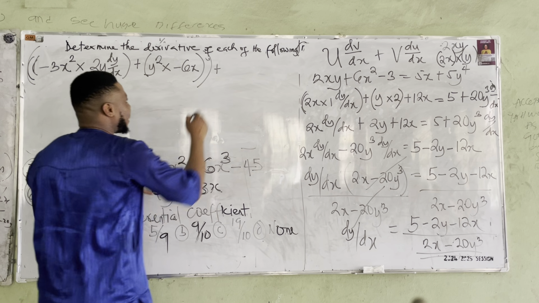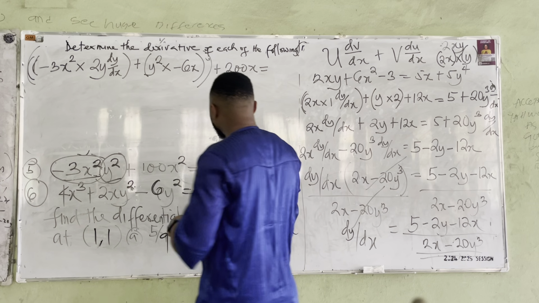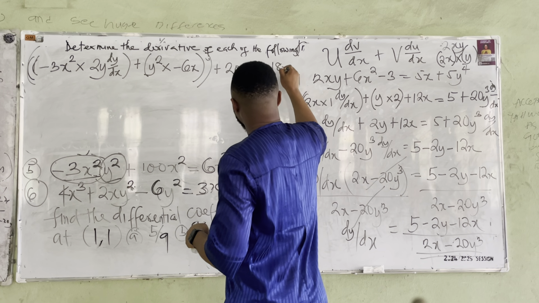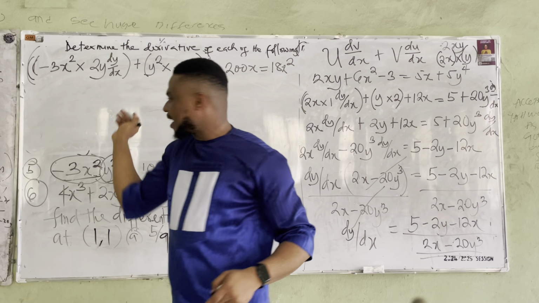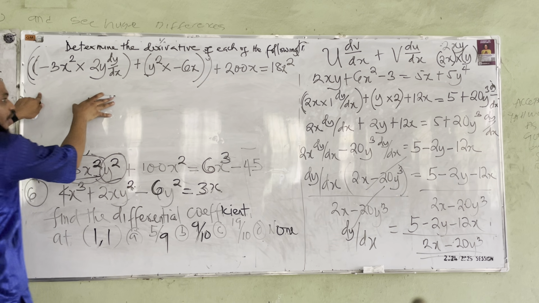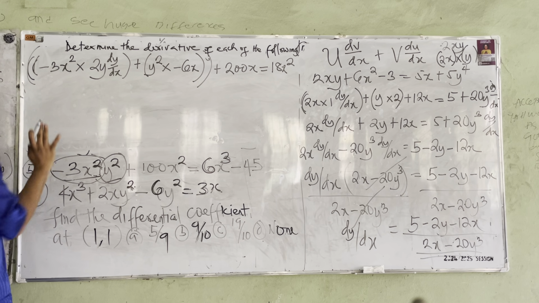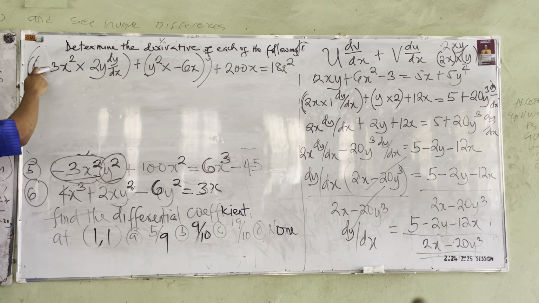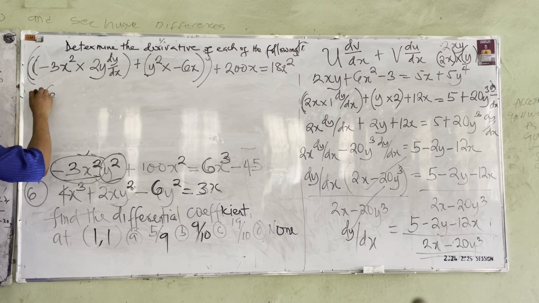Plus 100x squared, 200x equals 6x cubed, 18x squared. Minus 45 is what? 0, because it's a constant. Alright, so now let us finish this guy. Minus 3x squared times 2y. Okay, let's take it step by step. Let's multiply the coefficients first. Minus 3 times 2, minus 6.